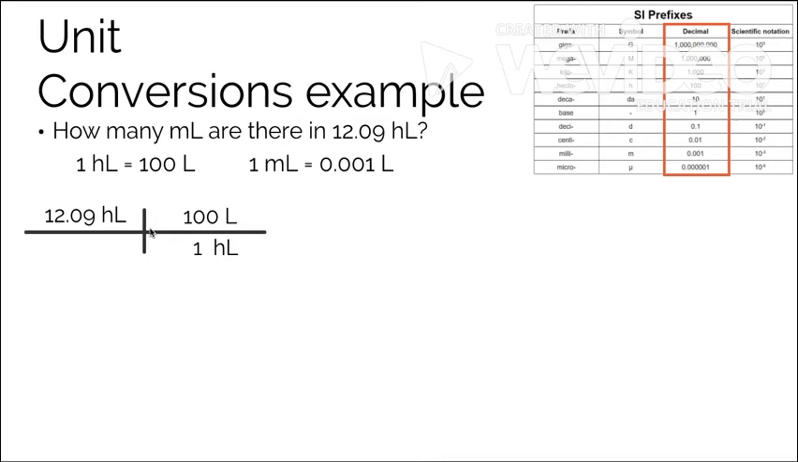Step number two is to just cancel out the matching units. So you have hectoliter and hectoliter. These two will cancel out, and you will have liter left by itself on the top. Now, once you have set this up, all you have to do is calculate and put your numbers together. So if you just copy this over into a math operation, we get that 12.09 multiplied by 100 liters is divided by 1. If you put this into a calculator, the result that you get is 1,209 liters.